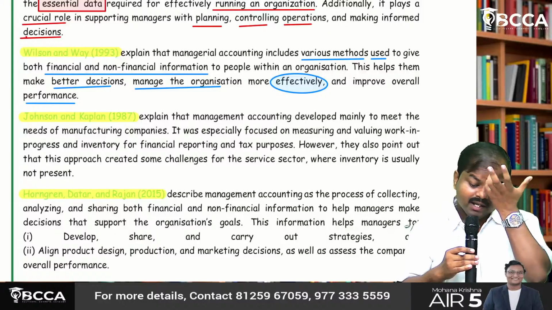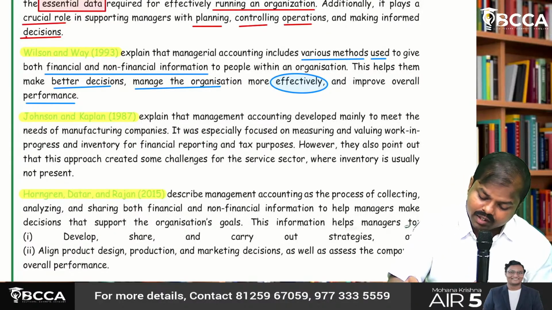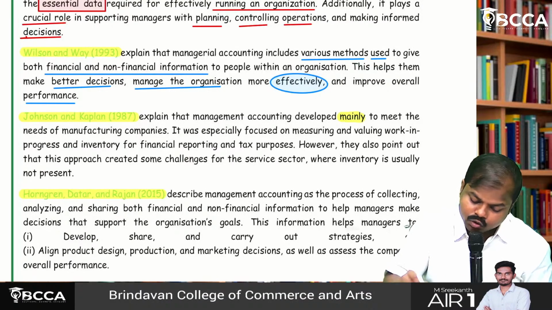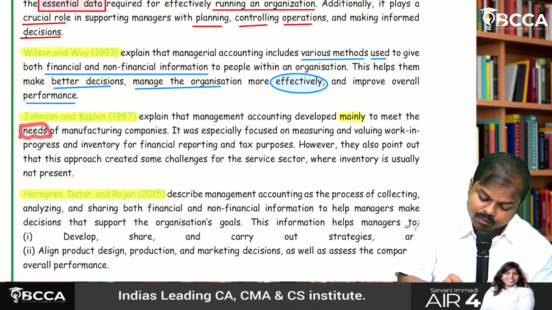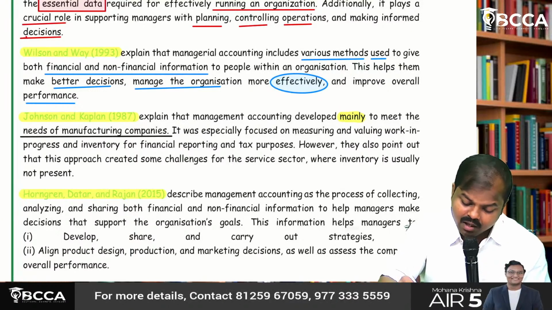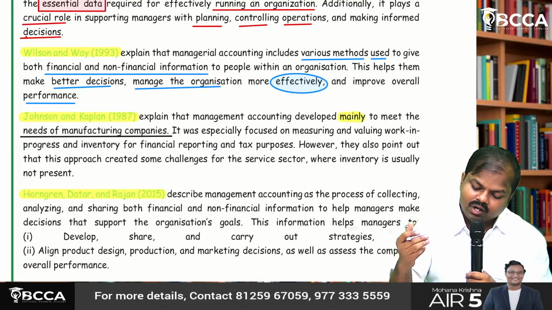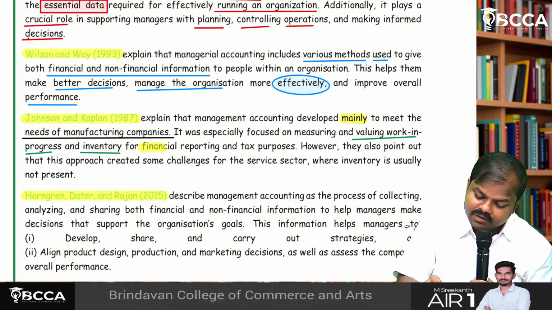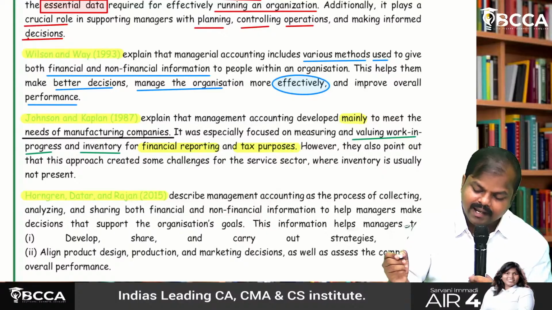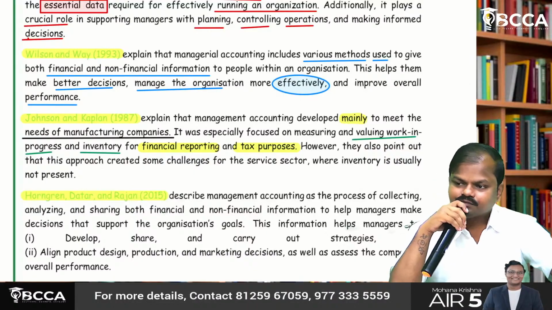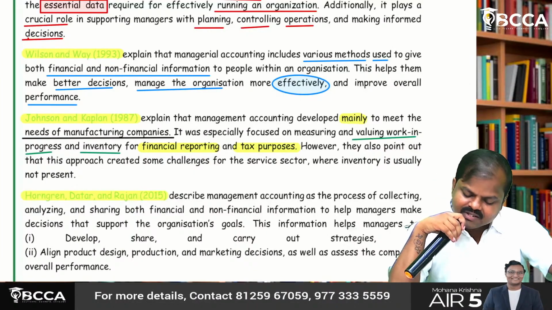1987. Management accounting developed mainly to meet the needs of manufacturing companies, especially focused on measuring the value of work in progress and inventory. For what purpose? Financial reporting and tax purposes.